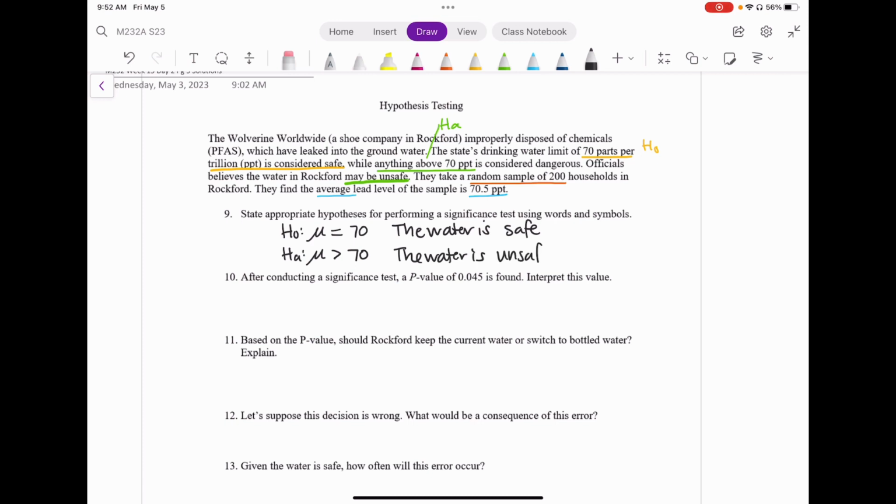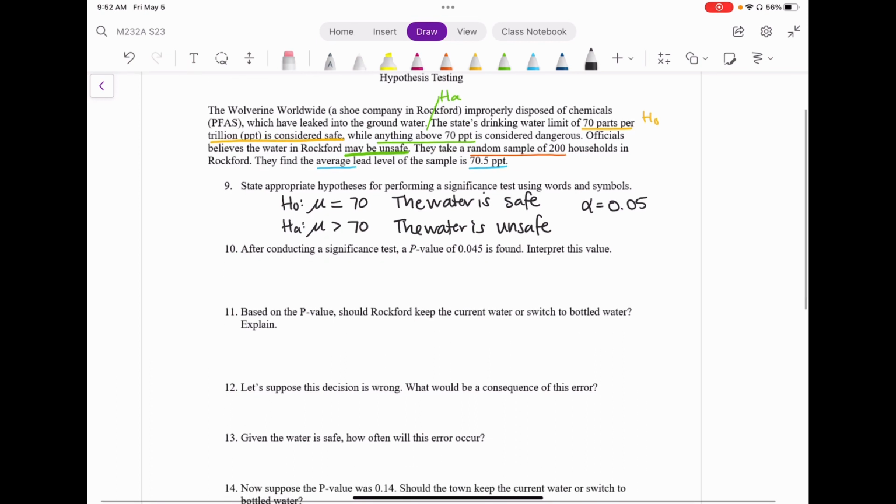Now, if we're doing the four-step process, of course, we're identifying our parameter. We're doing all sorts of things here, but right now we're just talking about what our alternative and our claim is, and we're going from there. We're going to test, it's not given, but we're going to use that standard 5% level, or alpha equals 0.05.